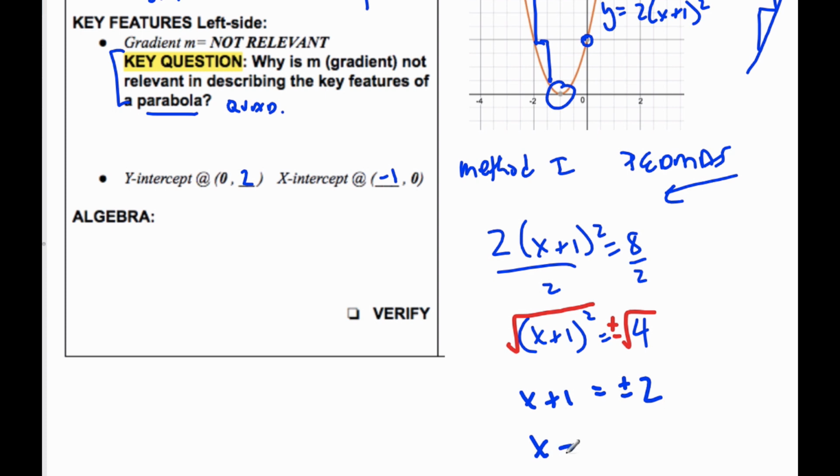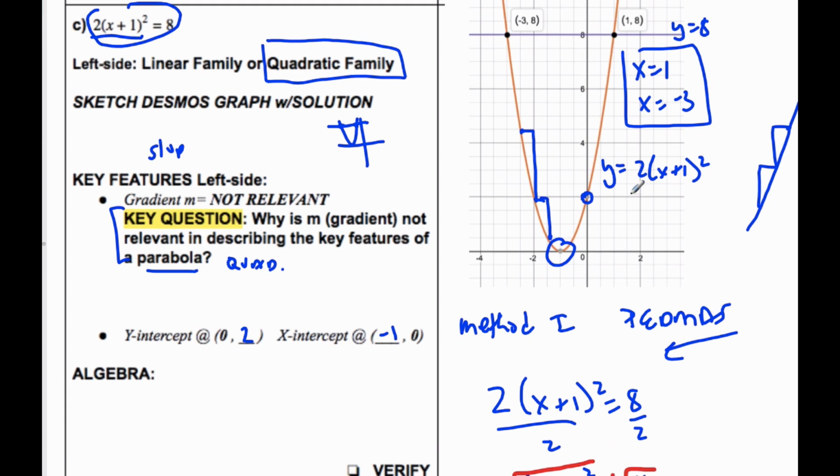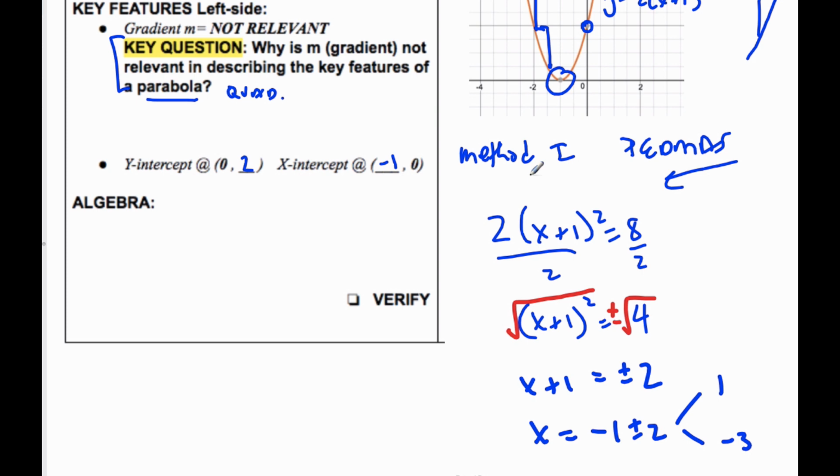If I subtract 1, I get negative 1 plus or minus 2. Negative 1 plus 2 is 1. If I do the other calculation, I get negative 3. And if I look up here, that's exactly what I get from my graph, 1 and negative 3.